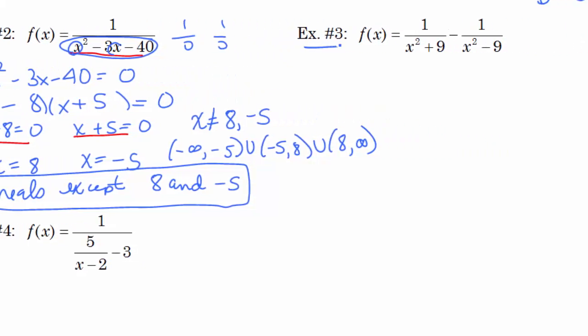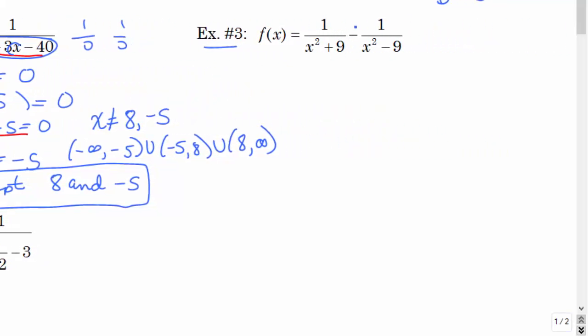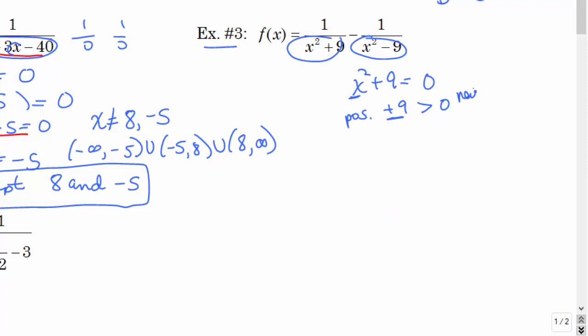Let's look at this example. So now we have two rational expressions. So we're going to look at this denominator and this denominator. So let's look at that one. Can that ever equal 0? Think about it. When you square a number, you're going to get something positive. You're going to add 9 to it. That's always greater than 0. The only way you could add something to positive 9 to get it equal to 0 is something negative. So this never equals 0. So we don't have to worry about this.